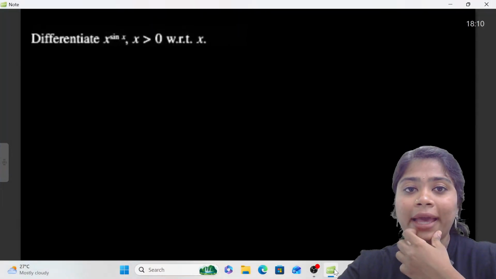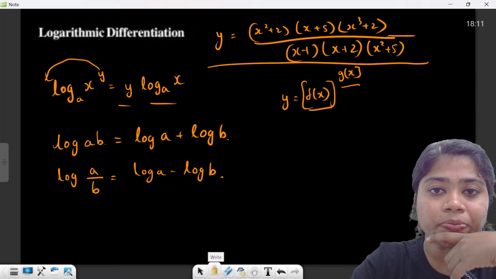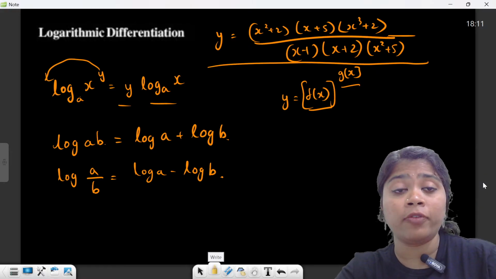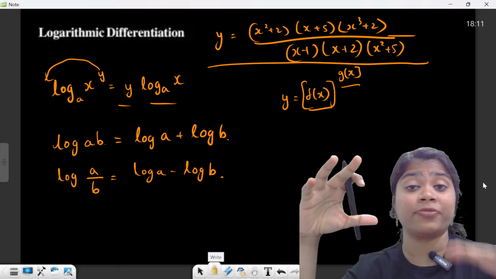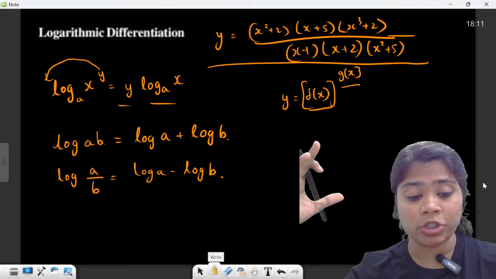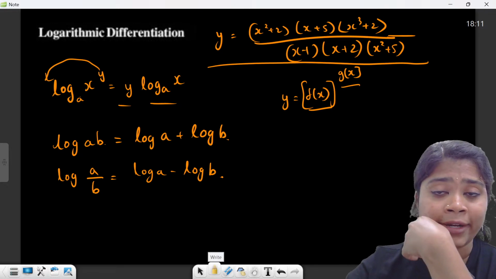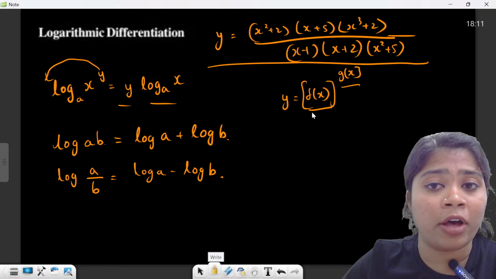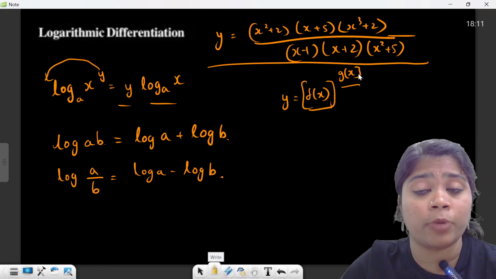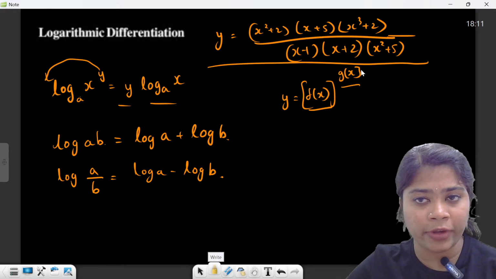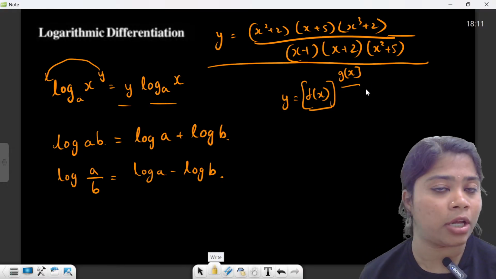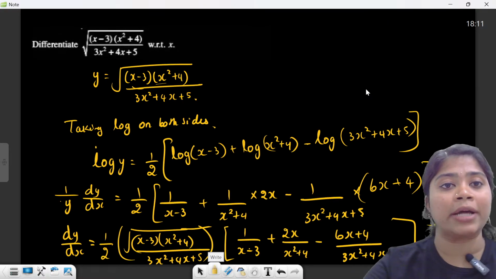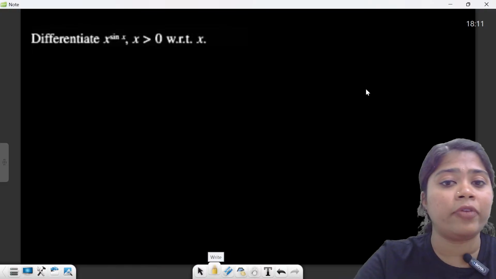Actually, I was telling you, logarithmic differentiation is used whenever you have a complex function to differentiate, like too many expressions multiplied or divided. Whenever you are given f of x to the power g of x, the base is also a function of x and the power is also a function of x. In that scenario, we have to use logarithmic differentiation only. That's what I was explaining, and we did one problem.